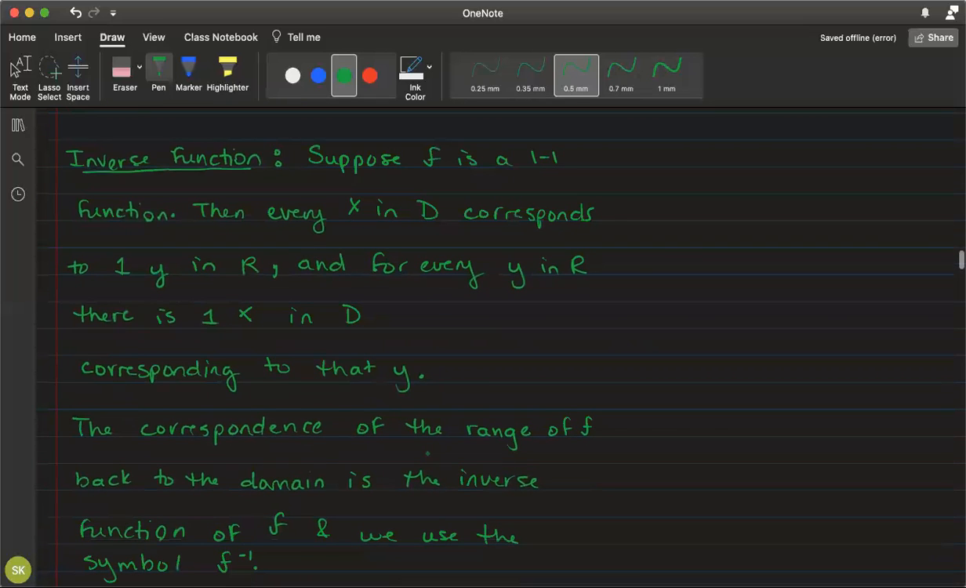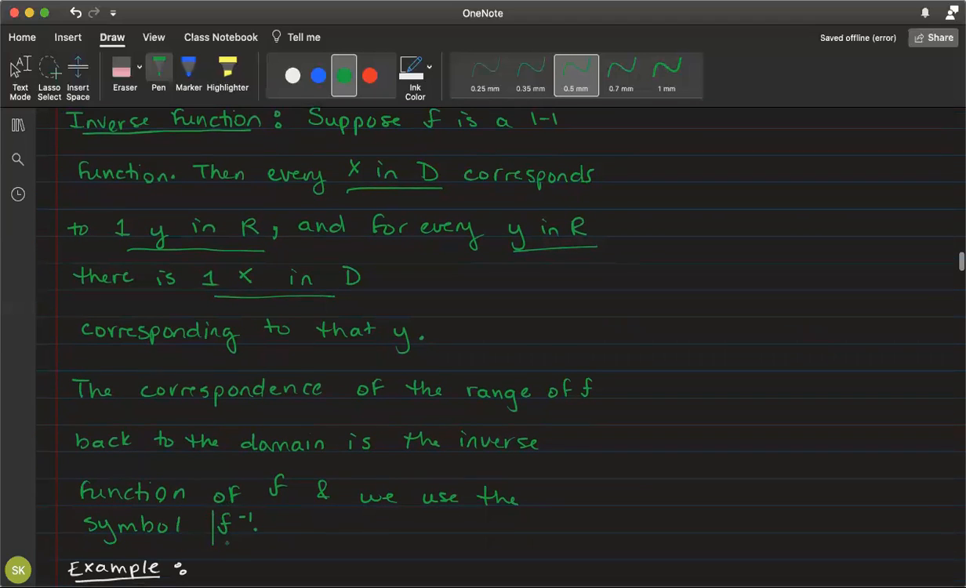Okay, so you're going to have a one-to-one function. That's the only time you're going to have an inverse function. If you have a one-to-one function, then every x value in your domain goes to one y value in your range. And you could also think of this backwards. Since we have one x going to one y, then we have one y going to one x. So that's what I have here. For every y in R, there's one x in D corresponding to that y. Then this correspondence of the y's going to the x's is a function. And that function is called the inverse function. That is what we're going to write as f inverse here.